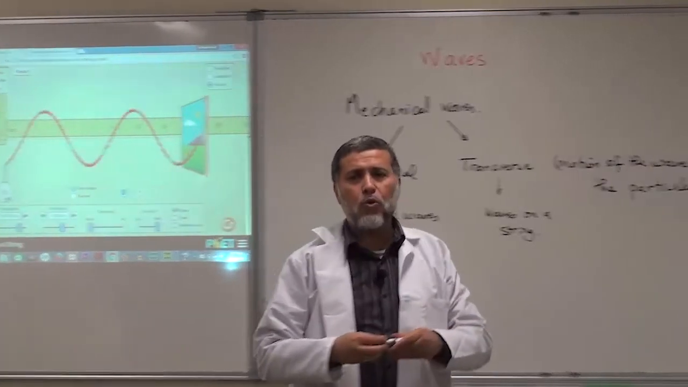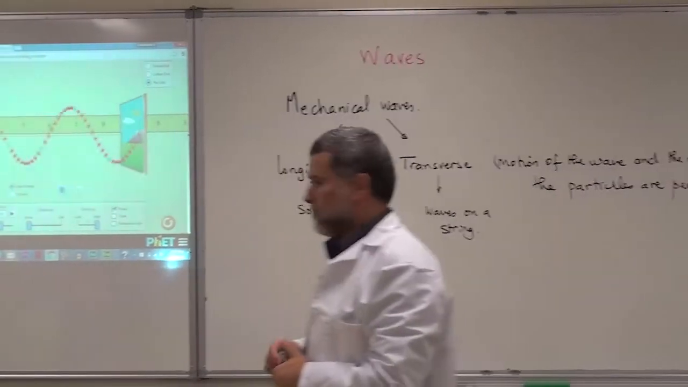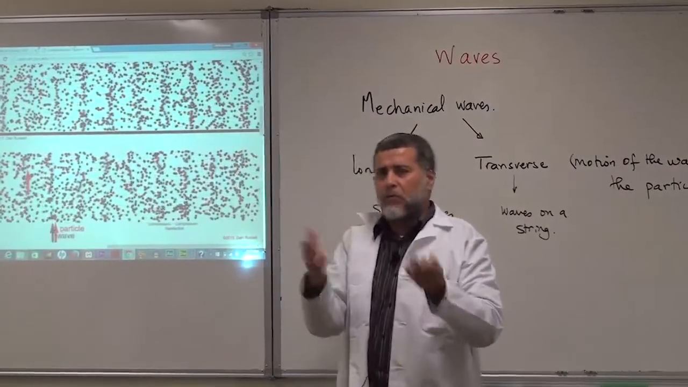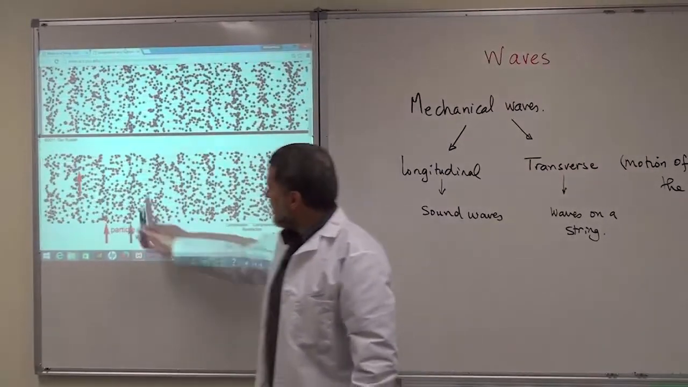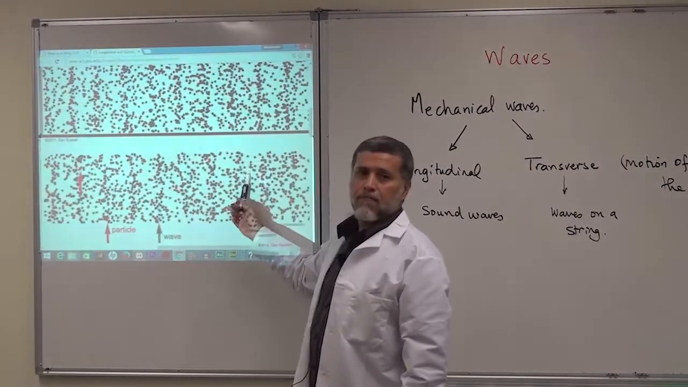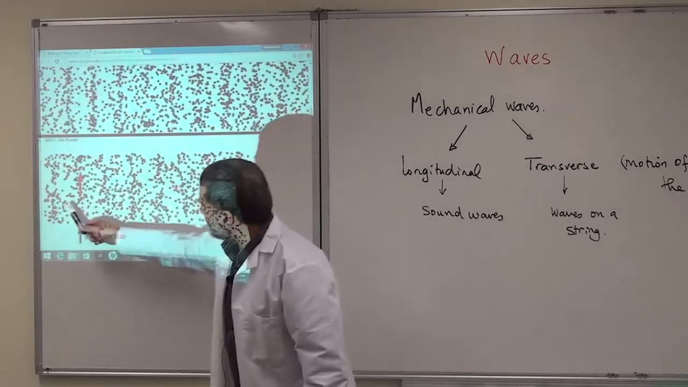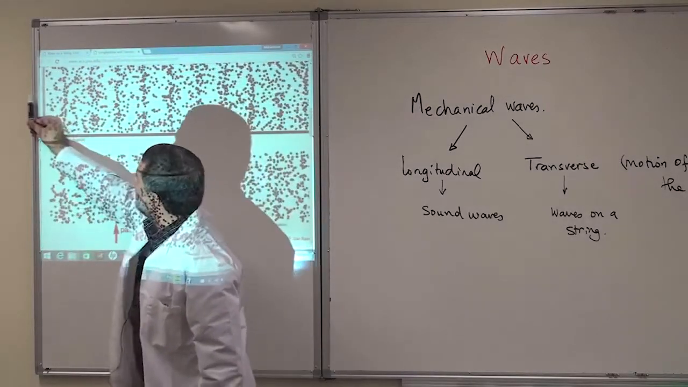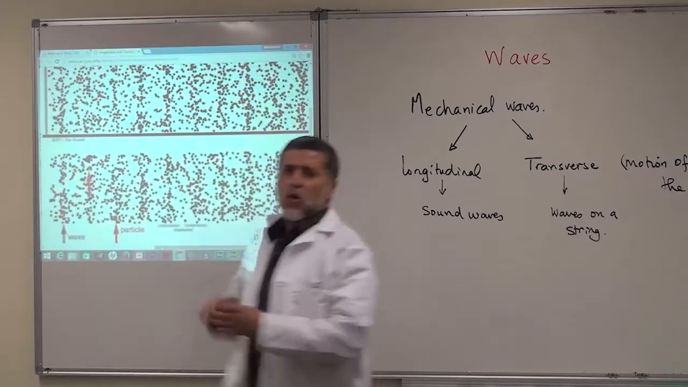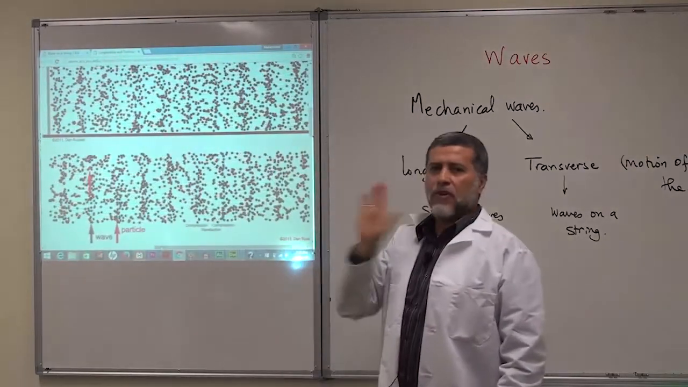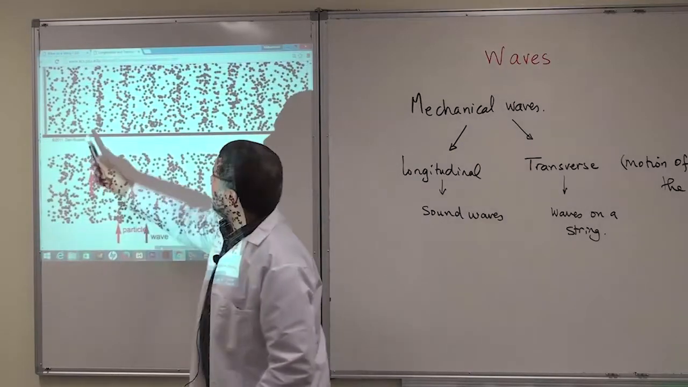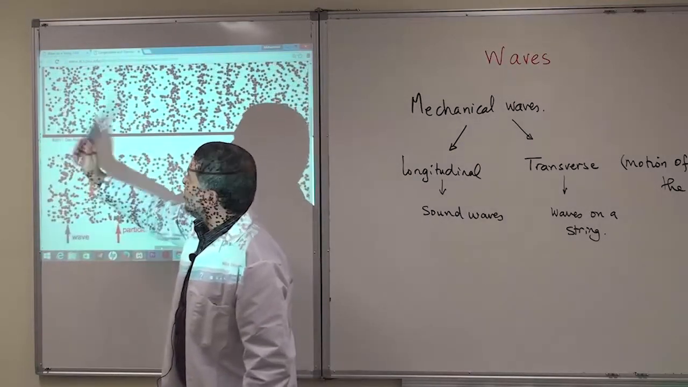Now I'm going to show you longitudinal waves, and you will see the difference between these two. Now this is air molecules, and there is a piston here. It's not shown. There's a piston here, as you can see. The disturbance is this piston, which is moving left and right. It's pushing on the air particles, and you have to be careful.